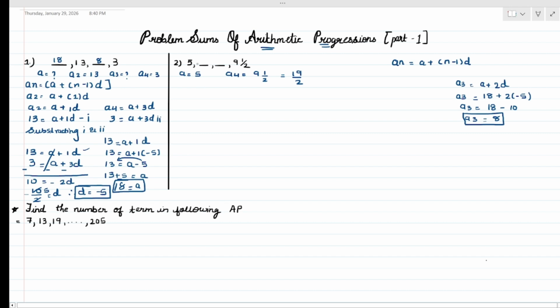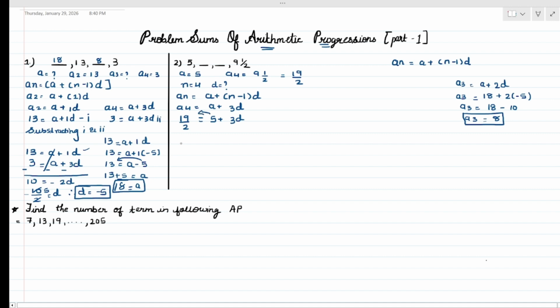Okay. Now in this case, what will I make my formula for A4? My AN is equal to A plus N minus 1 D, where I know my A is 5 and my N is equal to 4. D I don't know, so I have to find out what my D is. So just write down the formula. A4 equals A plus 3D. What is my A4? My A4 is 19 upon 2 equals, what is my A? My A is 5 plus 3 times D.